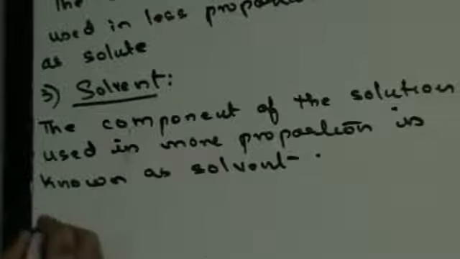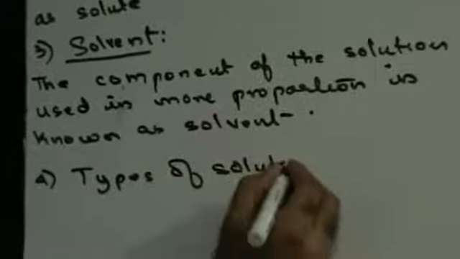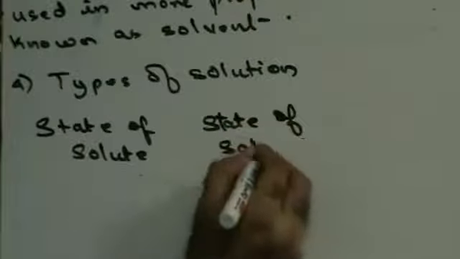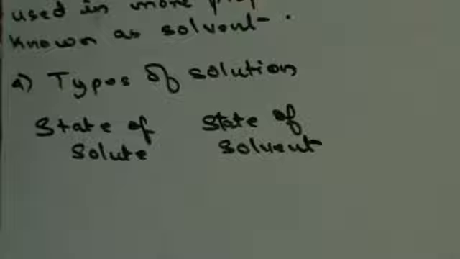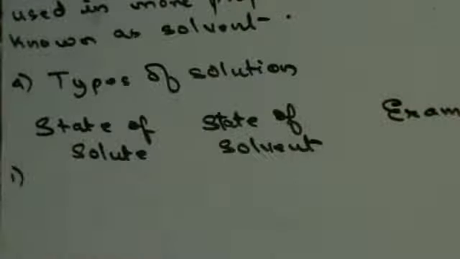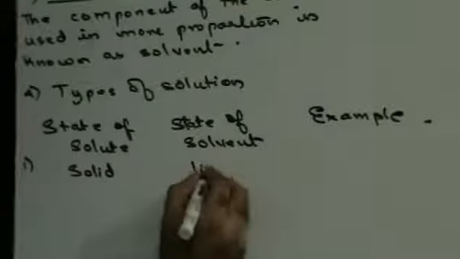Now let's see what are the different types of solution. You have different types of solution based on the solute and the solvent that is used, right? Depending upon the state of solute and the state of solvent, you have different types of solution. I'll give you an example. For example, suppose the solute is solid and the solvent is liquid.